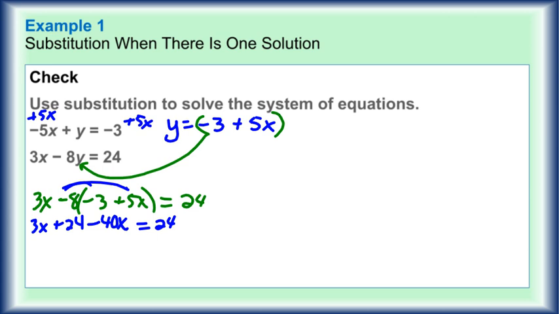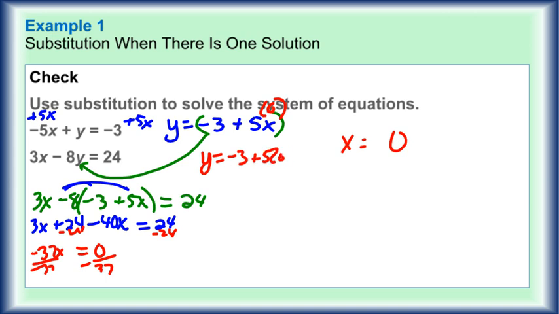3x minus 40x is negative 37x. I'm going to subtract 24. This is going to give me 0. Divide by negative 37. I would have x equaling 0, and if x is 0, I now have y equaling negative 3 plus 5 times 0, which would be y equals negative 3.